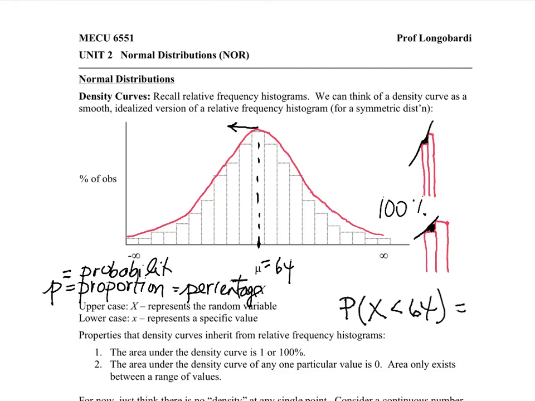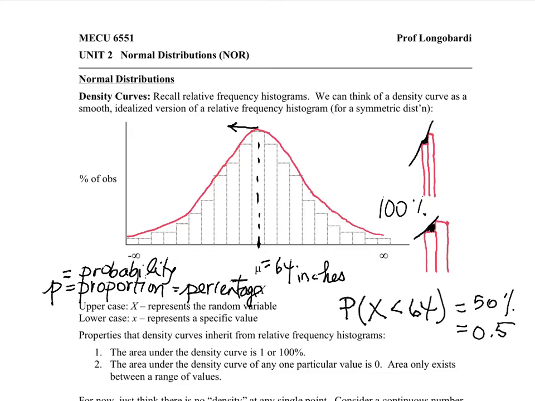In problem solving, you'll be asked questions like these. What's the proportion of observations under the curve, that's represented by big X, that are less than 64 inches in this case? Well, the whole thing is 100, so half would be 50%. So we could write that either as 50% or in decimal form as 0.5.